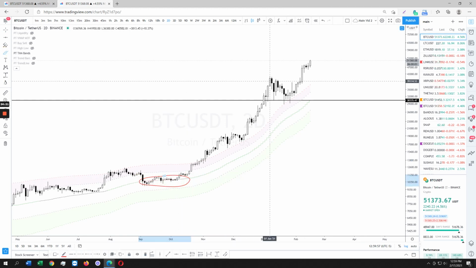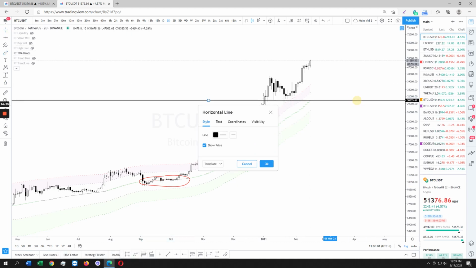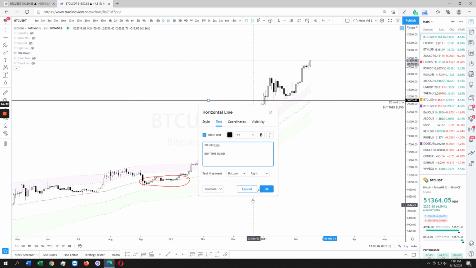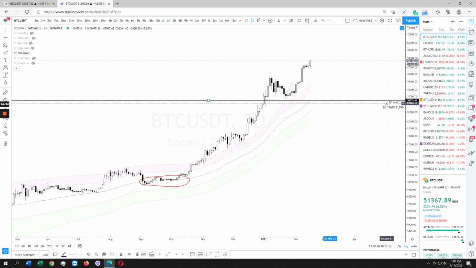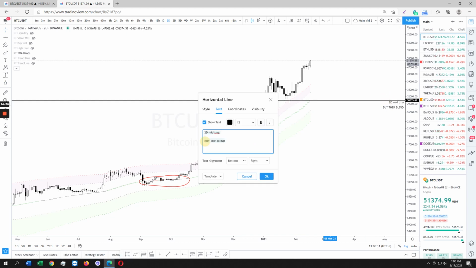All right, if we do happen to go back down here, let's label this 2-day mid TMA. Buy this blind. Okay, don't buy this blind, but you know what I'm saying, man. Right? You know what I'm saying. Let's make this a little more presentable. There we go.